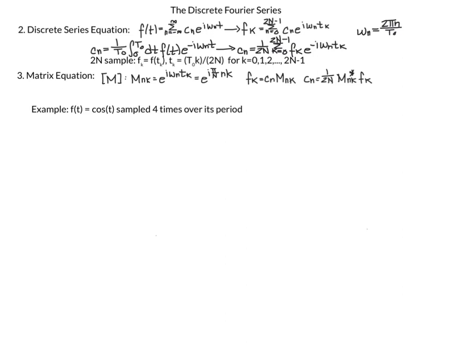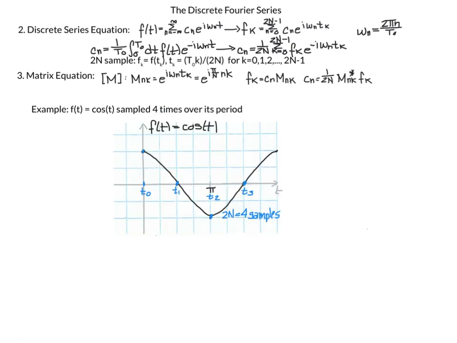Your book has another example of this matrix equation, which is f of t equals cosine t sampled 4 times over its period. If we graph this, this will give us this lovely picture. Here I have my cosine of t, and then it's sampled 4 times over its period.